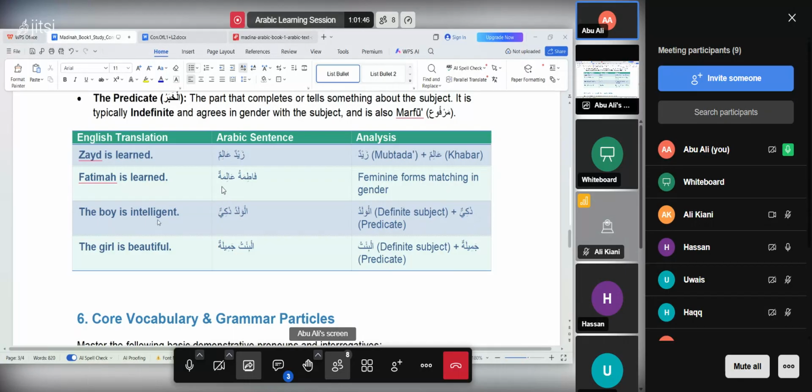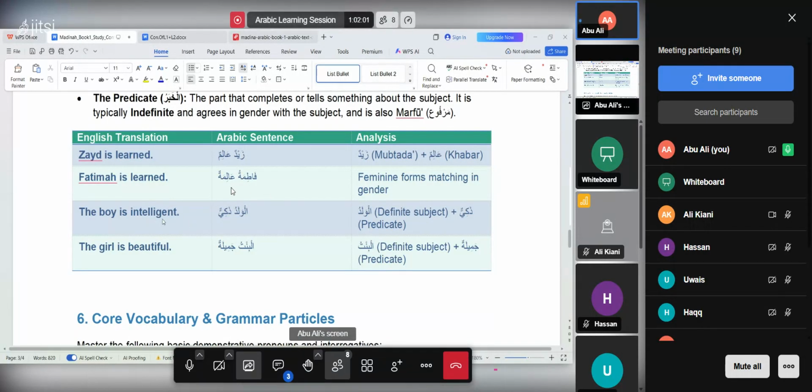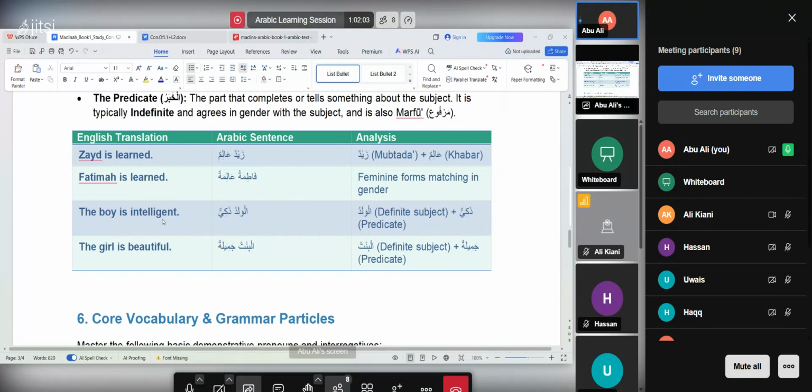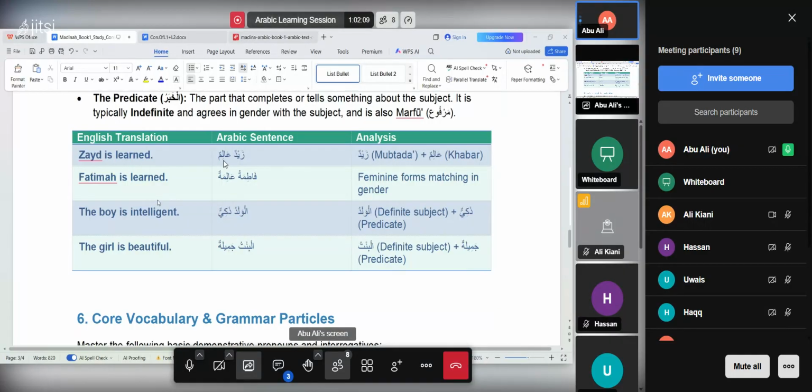Alimatun, you see we added a ta in the end because the forms of the predicate and the subject, the mubtada, match. So if we have a mubtada that is feminine, we have to make the predicate feminine somehow. And the usual way is to add a ta in the end of the word. So alimun, we made it a feminine form by saying alimatun.